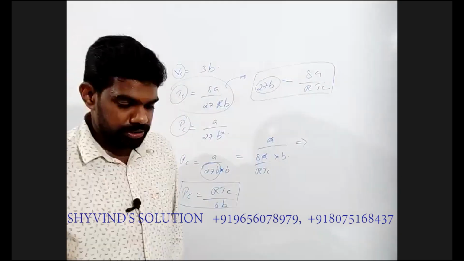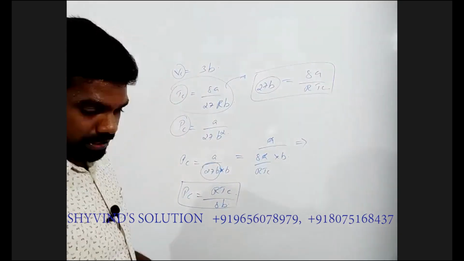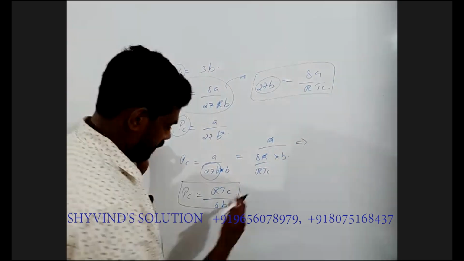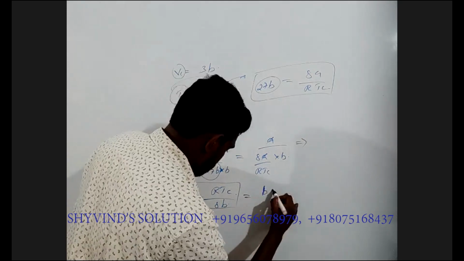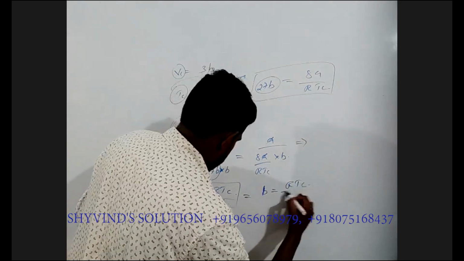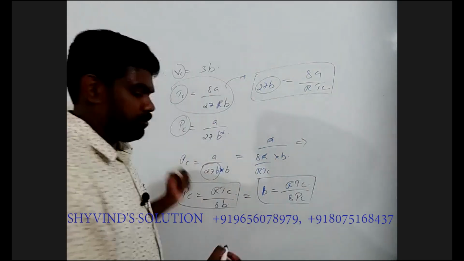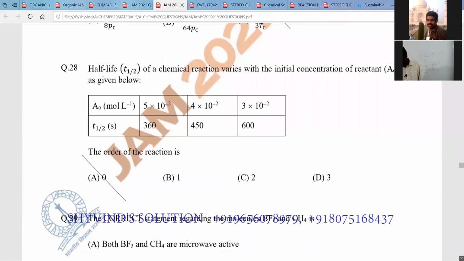So this is the question. This is option A. PC equals RTC divided by... so sorry, we should find out the value of B. B is equal to RTC divided by 8PC. So that is how we should represent it. So the answer is option A.